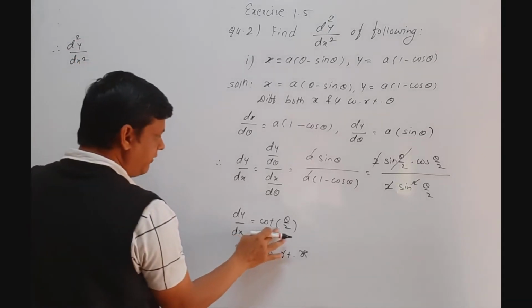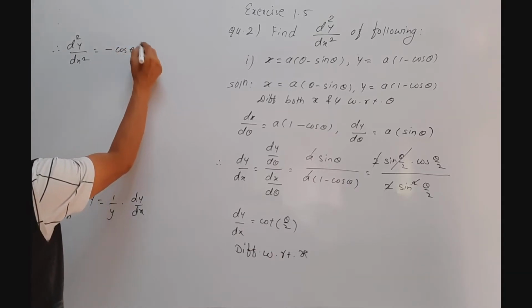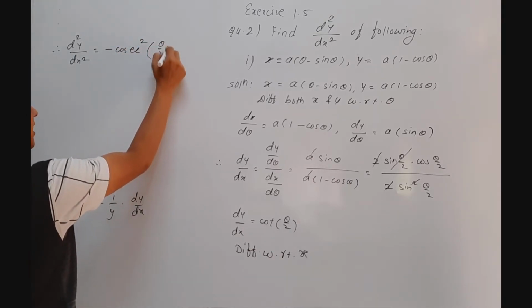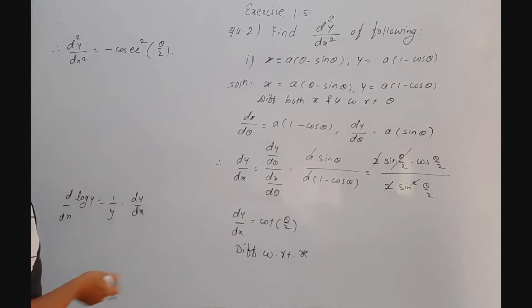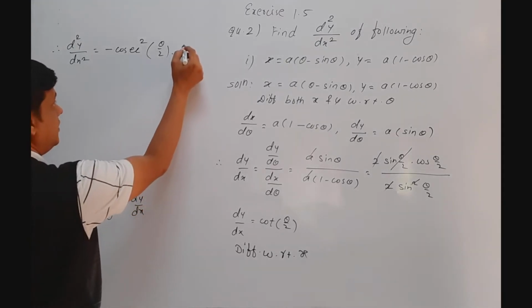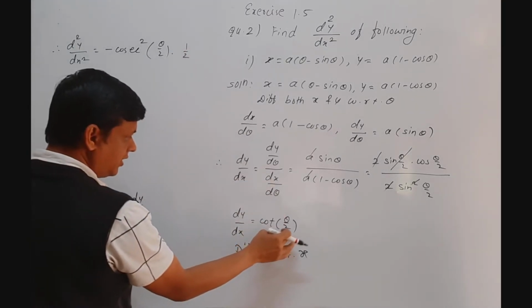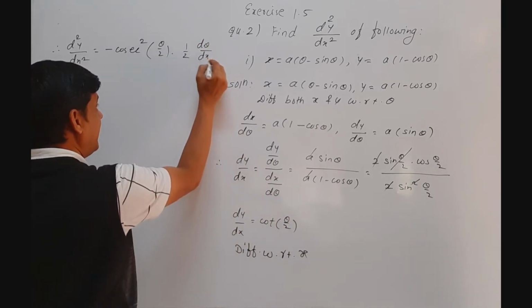Then we find the derivative of this cot. The derivative of cot is minus cosec square. So write minus cosec square theta by 2 into the derivative of this theta by 2 with respect to x. So we write here 1 by 2 as constant, then the derivative of theta with respect to x, we write d theta by dx.